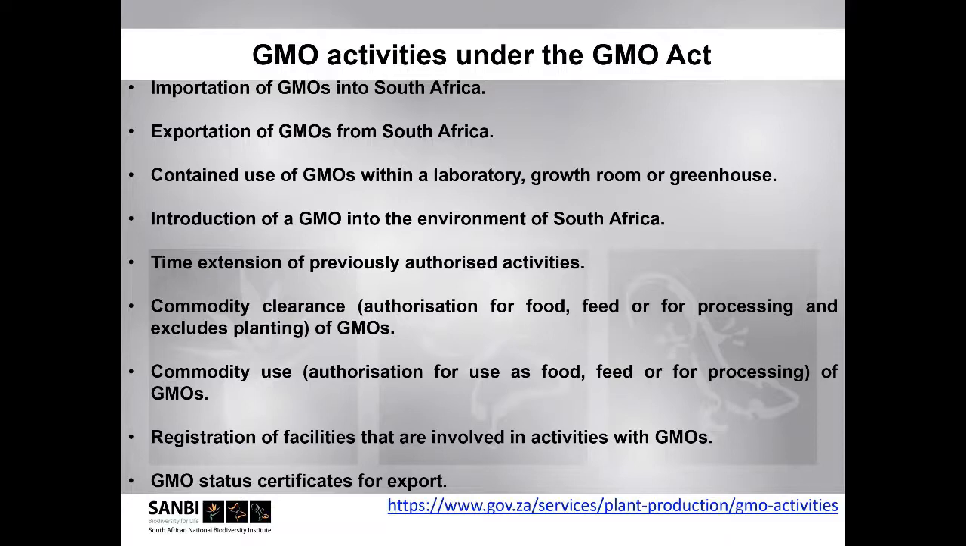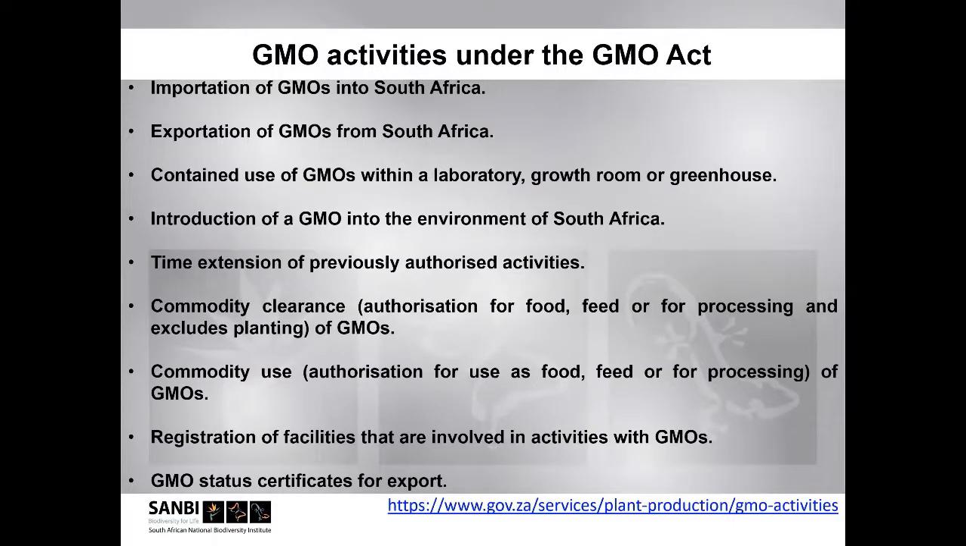This talks about cultivation, where either maize, soybean, or cotton is now grown out up in the open in the environment. And then also there is a time extension that's dealt with when it comes to permits that have already been issued. And then commodity clearances when it comes to authorization of food, feed, and processing. And then commodity use as well comes again on the food and processing. And then registration of facilities that are involved with GMO activities. These are the labs in the country. The last time I checked, we only had 3 labs in the country that were having such a permit when it comes to the involvement with GMOs. And obviously the GMO status certification on export.